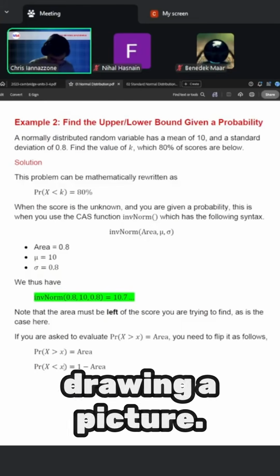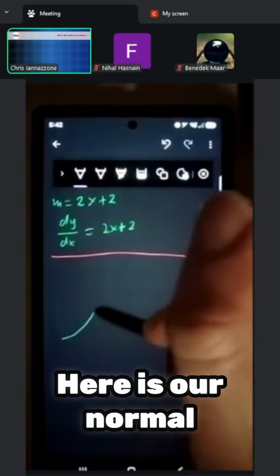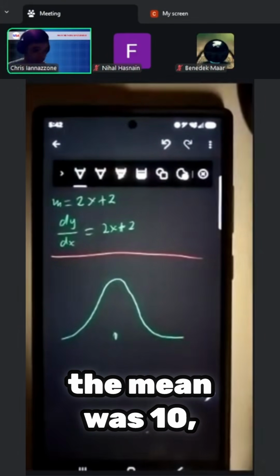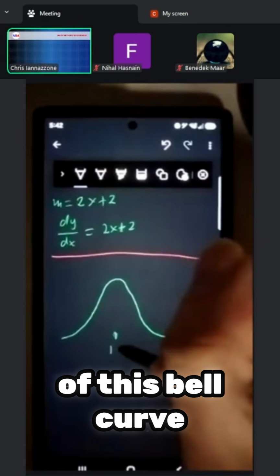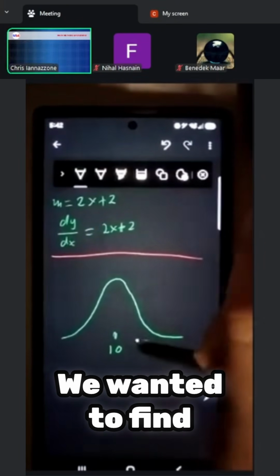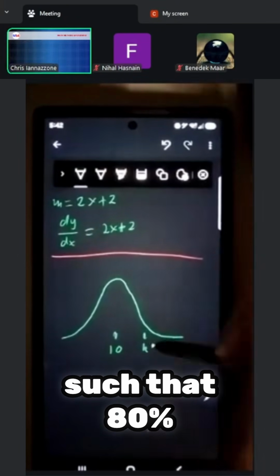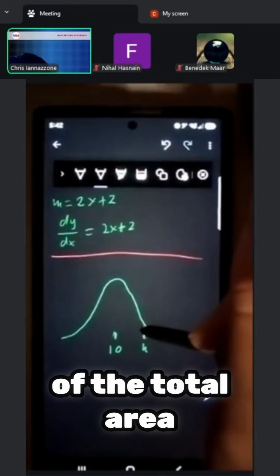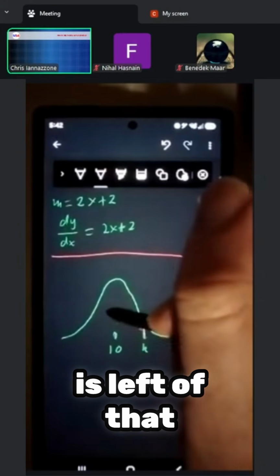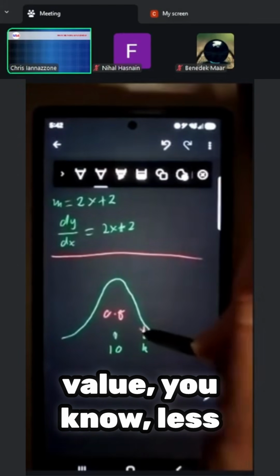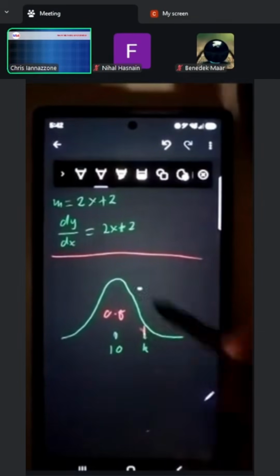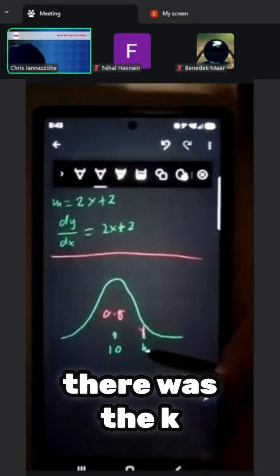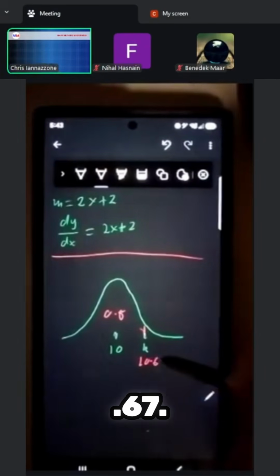I will demonstrate by drawing a picture. Here is our normal distribution. We were told that the mean was 10, which means the center of this bell curve is 10. We wanted to find the value of k such that 80% of the total area is left of that value, less than k. What we just found there was the k value. It was 10.67.